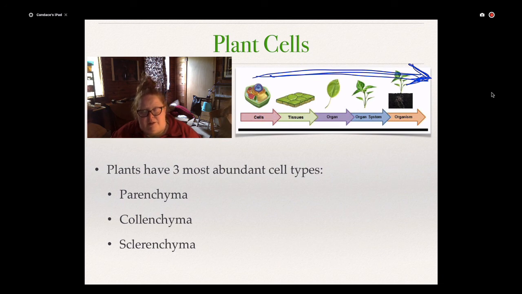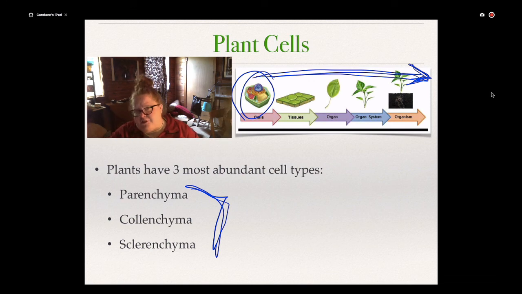So that includes, if we're thinking about our kingdoms, animals, plants, and fungi. And usually we don't think about this too much in anything except for animals. So we're going to look at it in terms of plants today. We're going to start with the cells level. The reason that we're focusing on these three types of cells is they are the most abundant, meaning if you were to count the cells in the plant, these would be the most numerous.